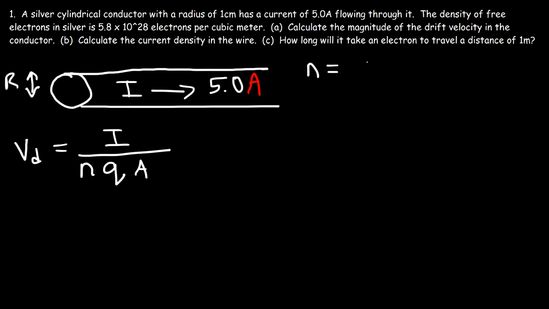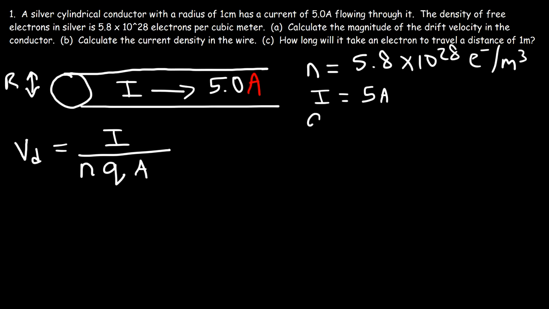So N in this example is 5.8 times 10 to the 28 electrons per cubic meter. We have the current, which is 5 amps. And what is the charge of a single electron? One electron has a charge of 1.6 times 10 to the negative 19 coulombs. And electrons carry a negative charge. But our goal is to calculate the magnitude of the drift velocity. So we want a positive answer. So we could use a positive Q value in this case.